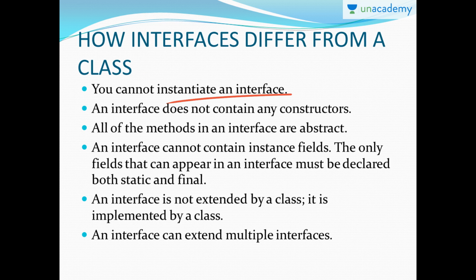You must be wondering, why is it so? As I have told you all, in an interface we write abstract methods. Can abstract methods be instantiated? No, they cannot be instantiated, right? In the same way, an interface cannot be instantiated. Next, an interface will not have any constructors. Basically, a class has constructors which would be default and parameterized.